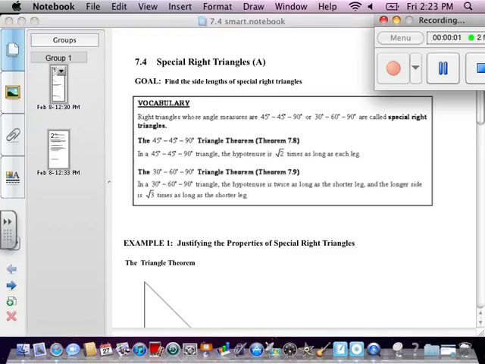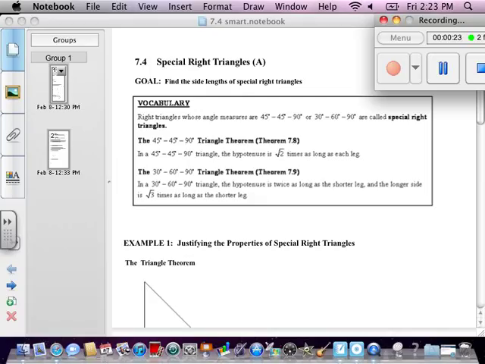We're looking at 7.4 special right triangles. So we've talked about the Pythagorean theorem, the converse of the Pythagorean theorem. We've talked about similar triangles, and now we're talking about special right triangles. Special right triangles are if they're a 45, 45, 90 triangle or a 30, 60, 90 triangle.